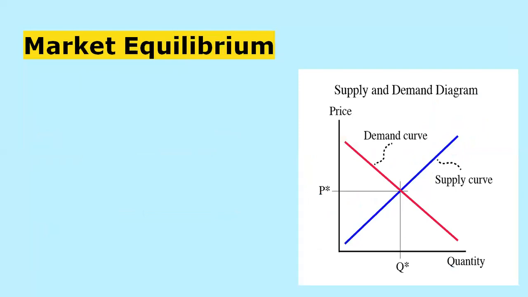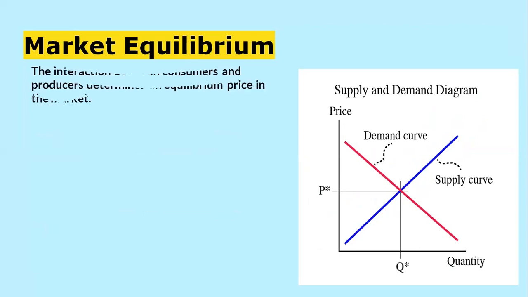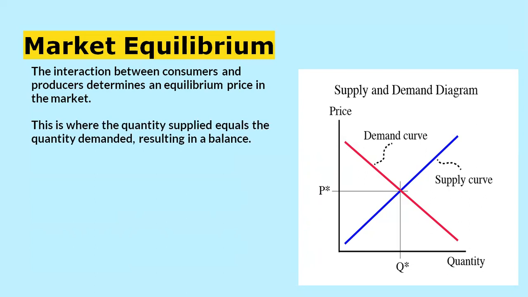Market equilibrium. The interaction between consumers and producers determines an equilibrium price in the market. This is where the quantity supplied equals the quantity demanded, resulting in a balance.